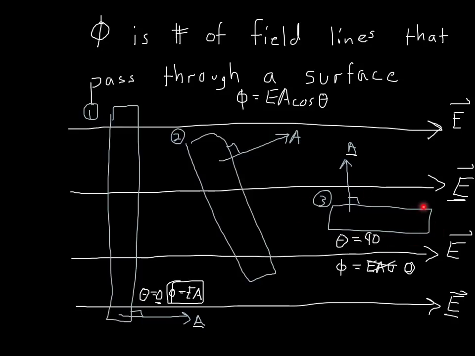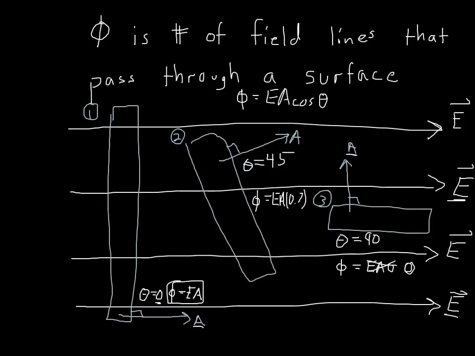Then I take the in-between case. Theta is some angle, we don't know what that angle is, it's just some angle between 0 and 90. For the sake of argument, we'll say it's 45. So my flux is equal to E times A times cosine of 45, which is some number between 0 and 1. If you plug it into your calculator, you'll find that cosine of 45 is 0.7.